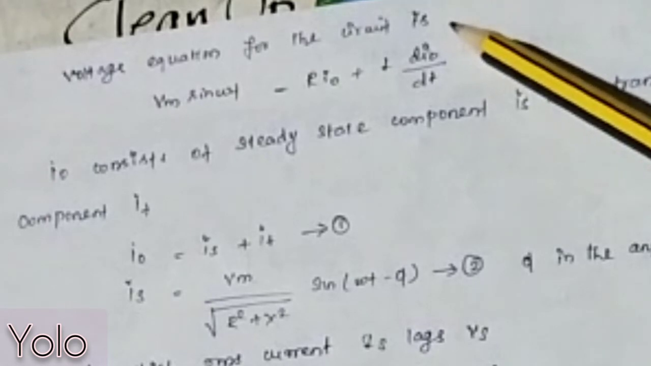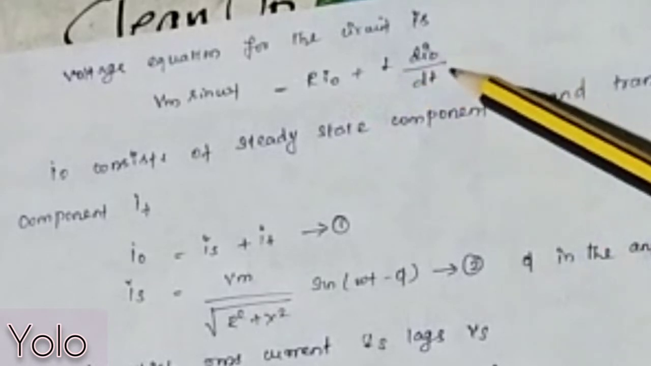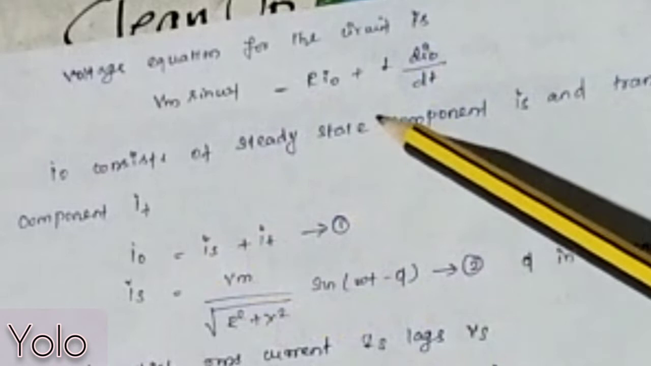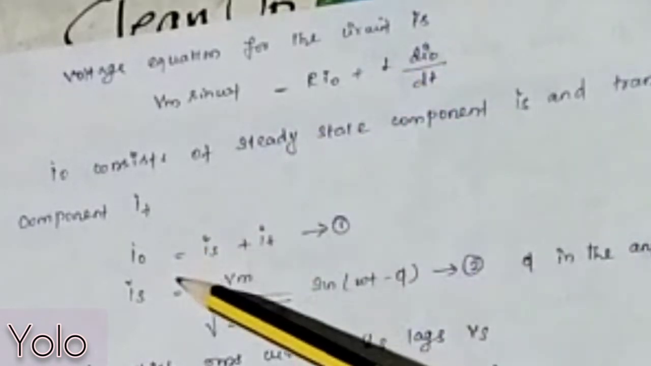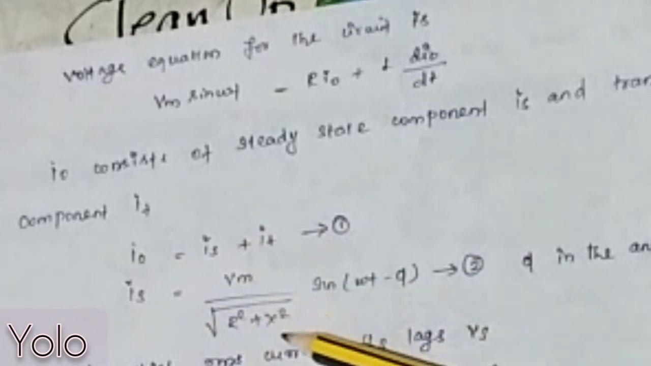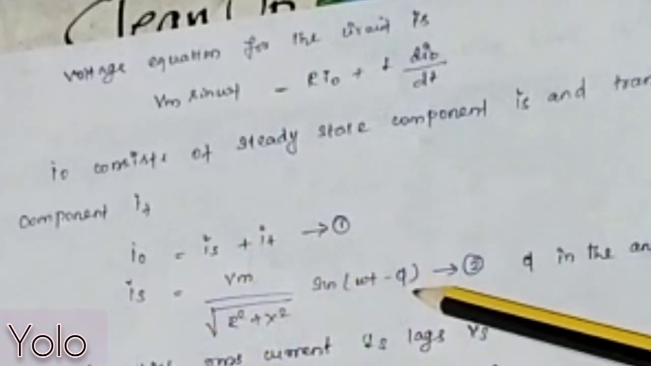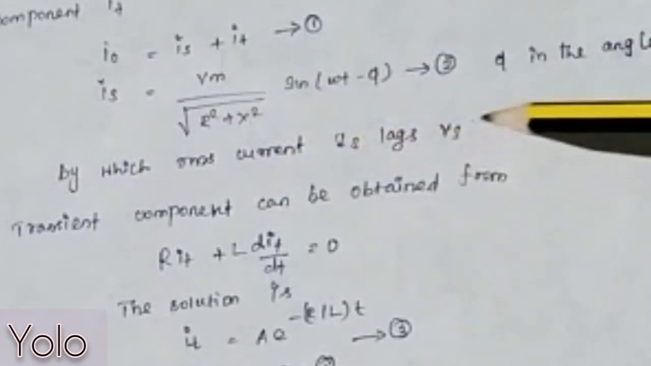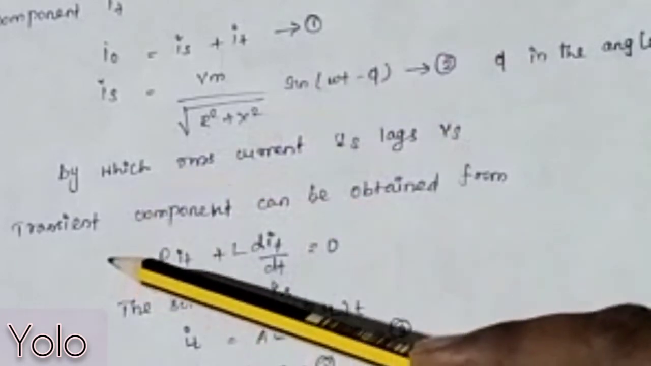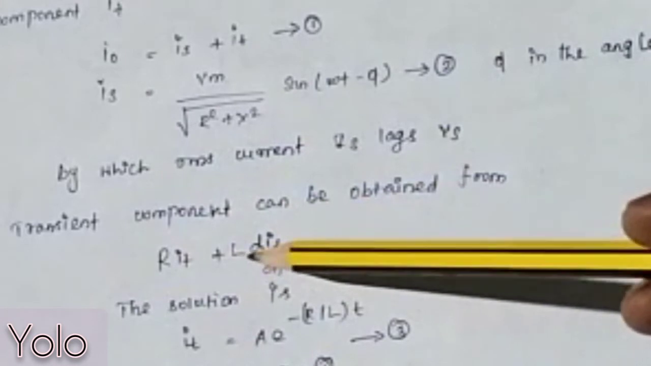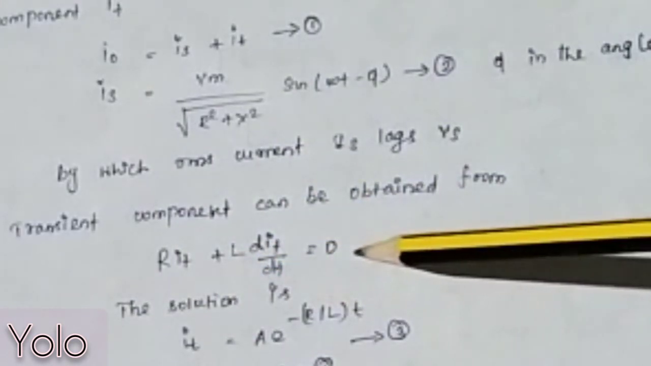So the voltage equation for the circuit is Vm sin omega t equal to R I0 plus L di0 divided by dt. So I0 consists of a steady state component Is and a transient component It. So now we get the equation I0 equal to Is plus It. Is equal to Vm divided by root of R squared plus X squared, sin omega t minus phi, where phi is the angle by which the current Is lags Vs.